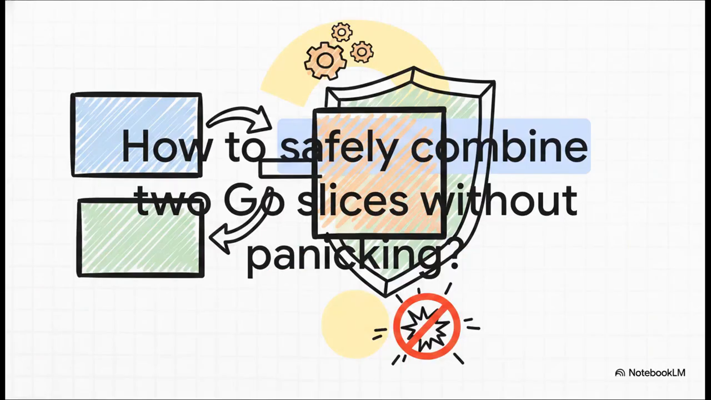But before we even look at a single line of code, I want to pose this question directly to you. How would you safely combine two slices in Go without causing a runtime panic? You know, the kind that triggers a 2 a.m. incident response call? And beyond just avoiding a crash, how do you actually do it in a way that respects the precise meaning of the data you're passing around?